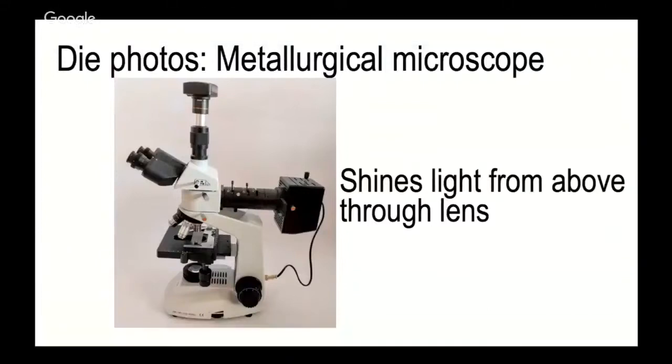So where do these photos come from? Well, I use what's called a metallurgical microscope. If you use a normal microscope, the light shines from below, which works well if you're dealing with cells, but not so good if you're dealing with something opaque like a chip.